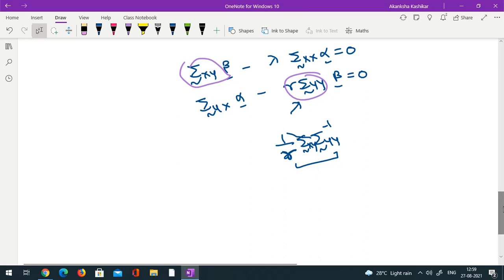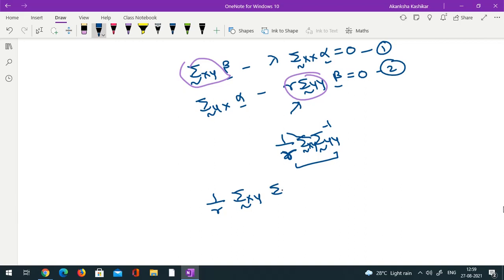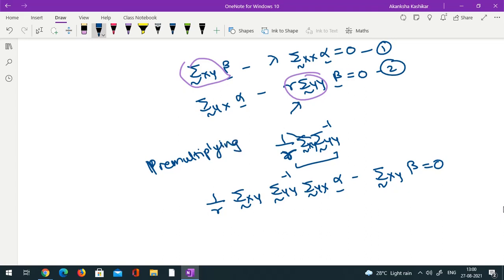Okay, so let me call this equation 1, equation 2. Let me multiply the second equation by this quantity and see what happens. So I'll have 1 by gamma sigma xy sigma yy inverse sigma yx alpha, minus gamma will get cancelled. Sigma xy, sigma yy inverse, sigma yy would become identity. So sigma xy beta equal to 0. So what I am doing is pre-multiplying equation 2 by this quantity.